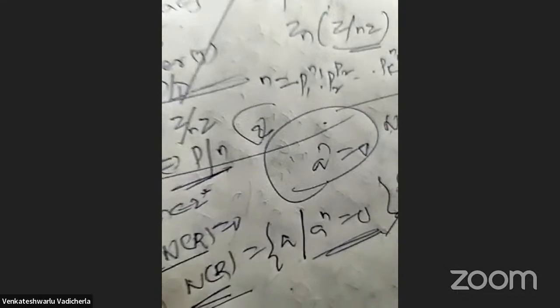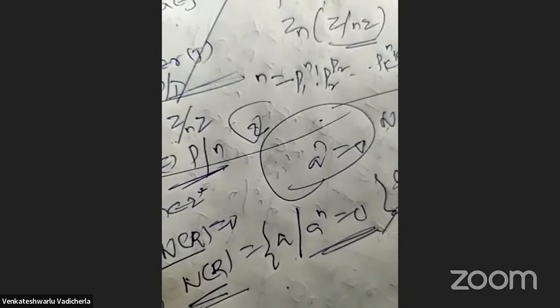We have the following consequence. The nil radical of a ring R is precisely the intersection of all prime ideals of R.